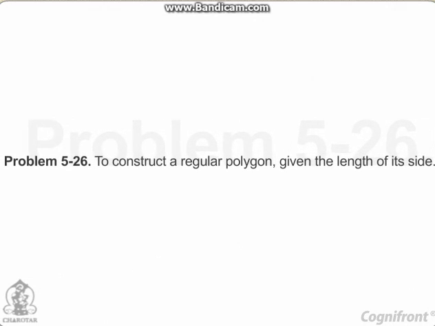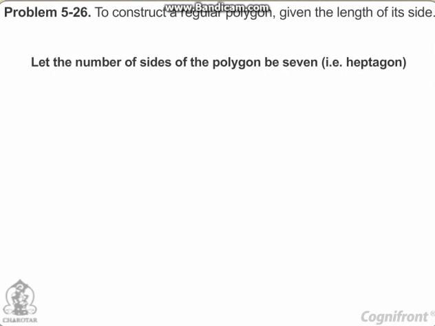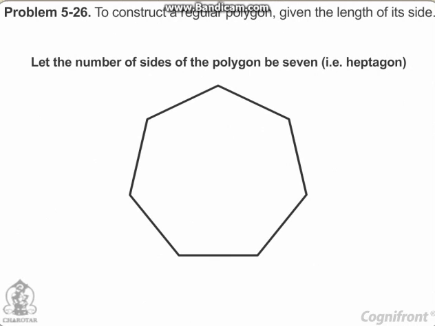Problem 5.26. To construct a regular polygon given the length of its side. Let the number of sides of the polygon be 7. That is a heptagon.